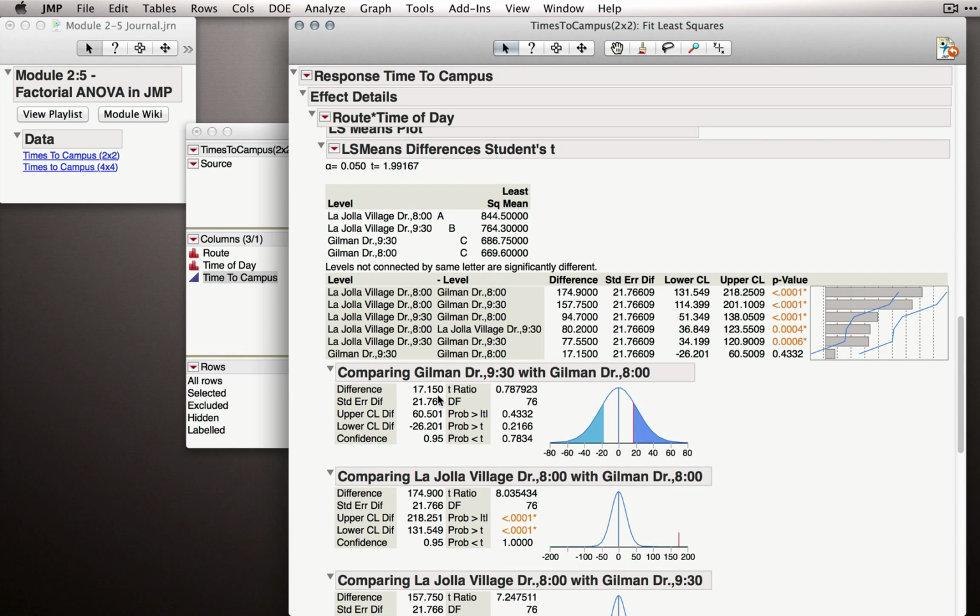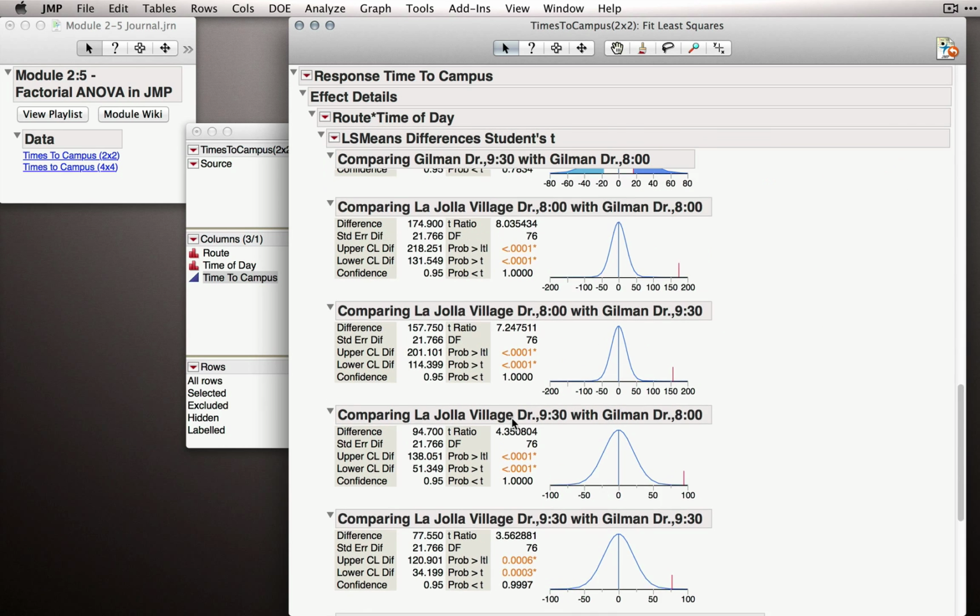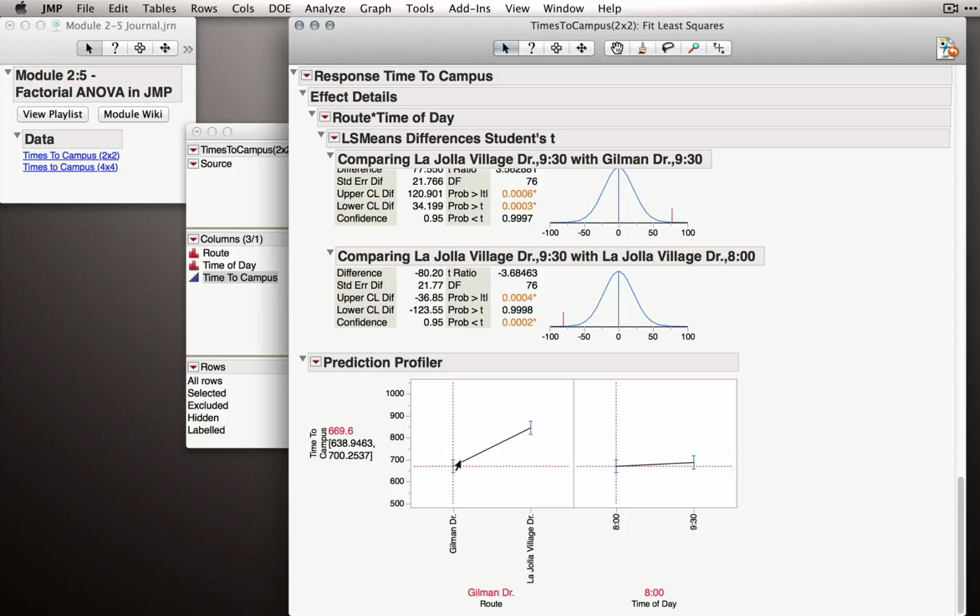So we have a test here comparing Gilman Drive at 9:30 with Gilman Drive at 8 a.m. So that's that test at just Gilman Drive, whether there is a time of day effect. We see here we get a non-statistically significant p-value. And if I scroll down and look at the plot here for just Gilman Drive at the times of day, notice that there really is not much of a difference. That is, at just Gilman Drive, there's not much change in the number of seconds it took me to get to campus between going at 8 o'clock and 9:30. So it's probably not surprising we haven't rejected the null hypothesis in this case.